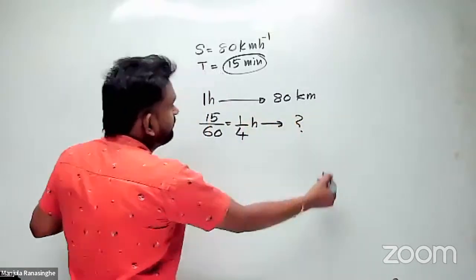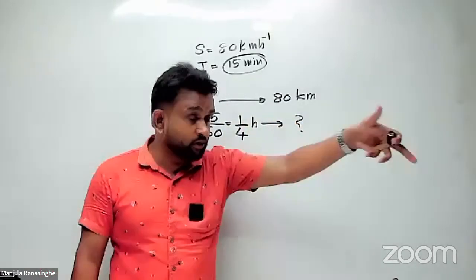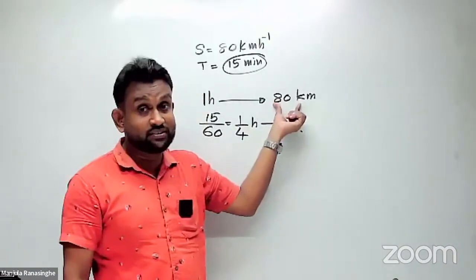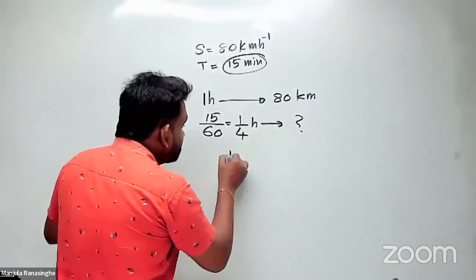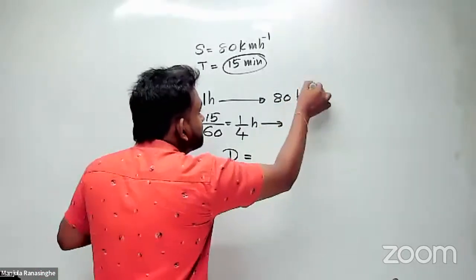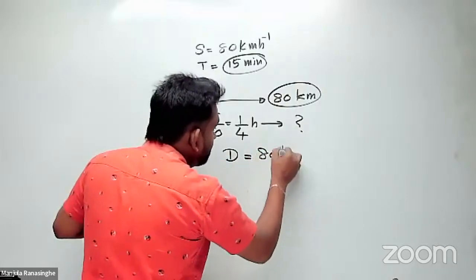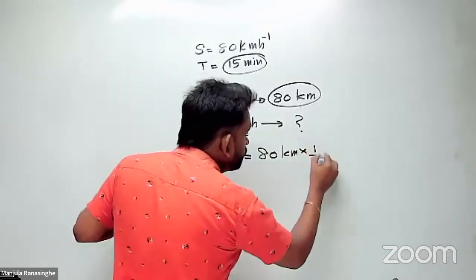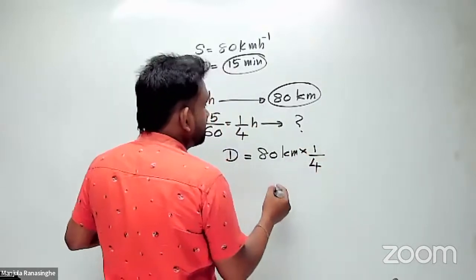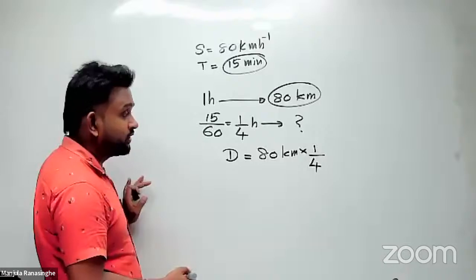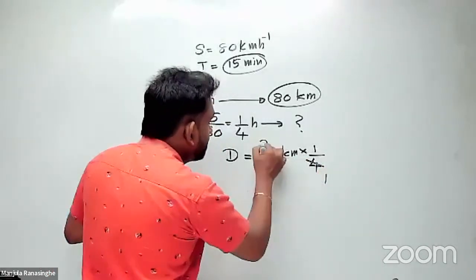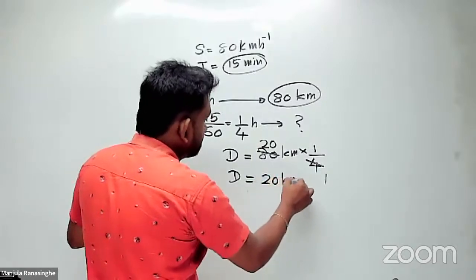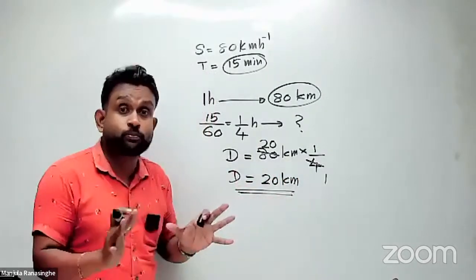What is the distance traveled? So for 1 hour 80 kilometers, then 1/4 of an hour means 1/4 of this distance, right? How do you do it? The distance equals this 1 hour distance multiplied by the time they travel. They travel 1/4 hours, right? 80 kilometers into 1/4 hours. So the distance traveled is 20 kilometers. So that is as per the definition.